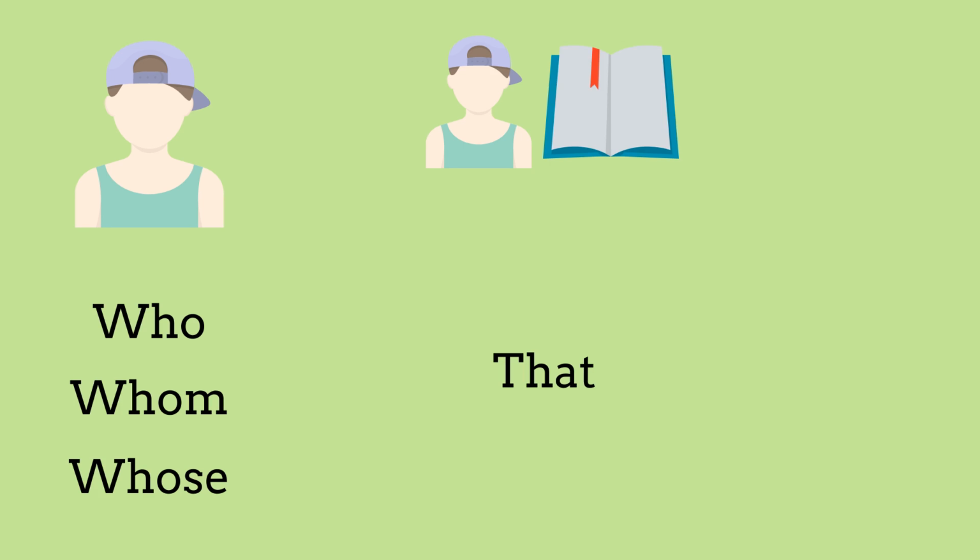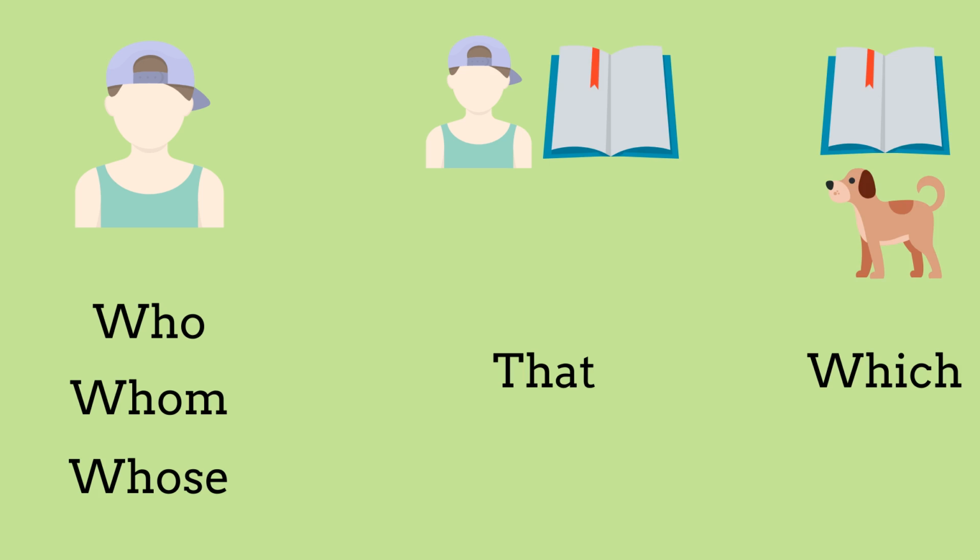Let's look at all relative pronouns. Who, whom, whose. They are used to refer to people. That is used for people and things. Which is used for things and animals. So, in this video, we completed all types of pronouns.